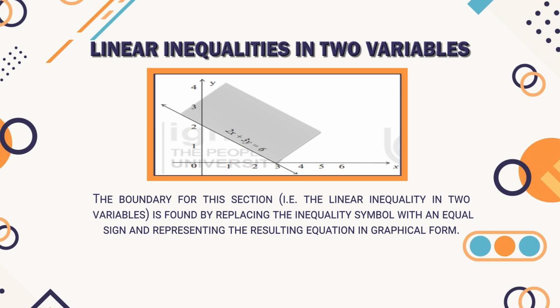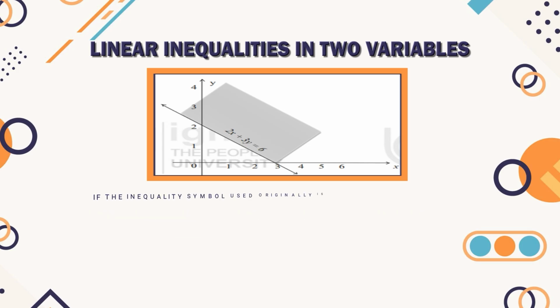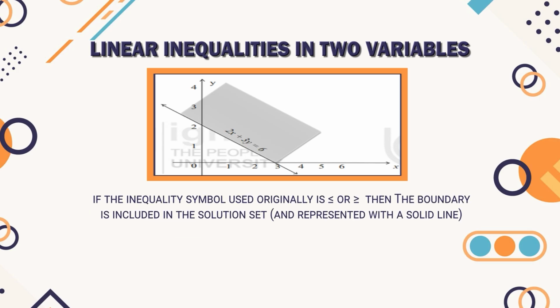The boundary of the section can be either in the form of a solid line or in the form of a dotted line. The solid line will be used when the inequality has the symbol less than equal to or greater than equal to. That is, the equal to part exists. In that case, the solution set includes the line that partitions the plane. So that's why the solid line is used for the representation.